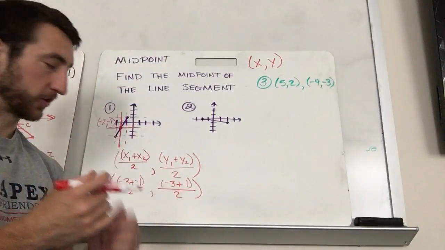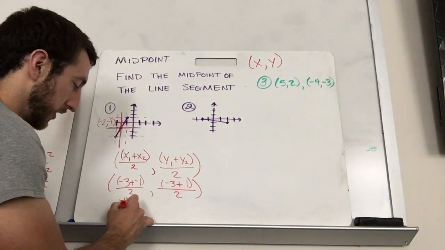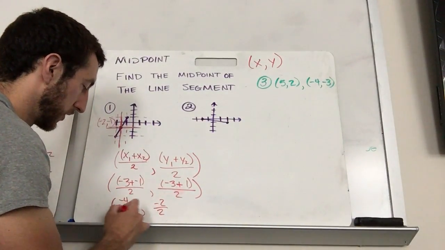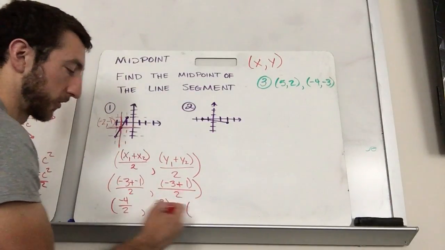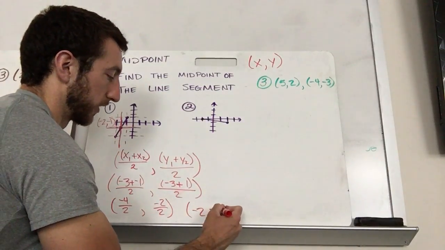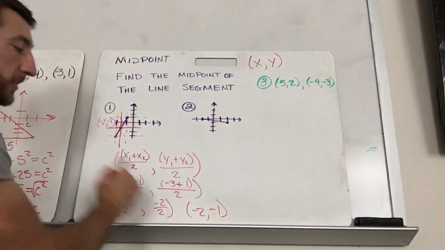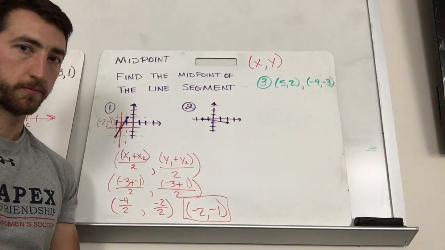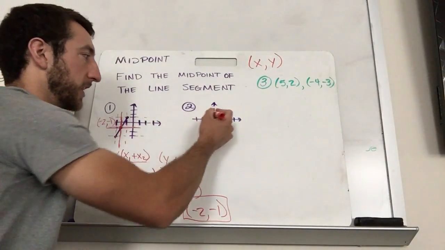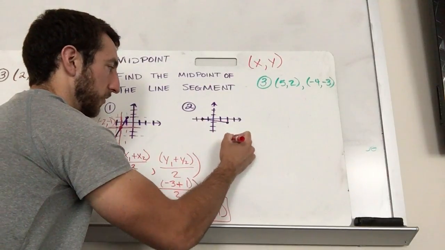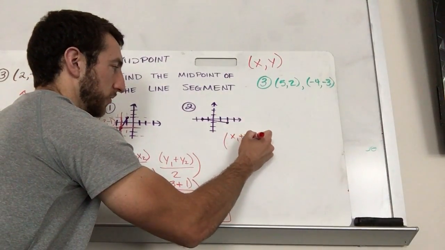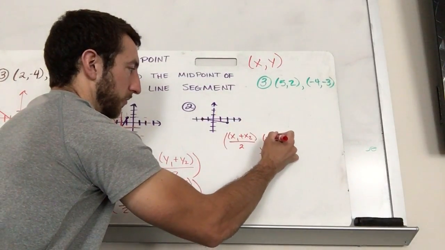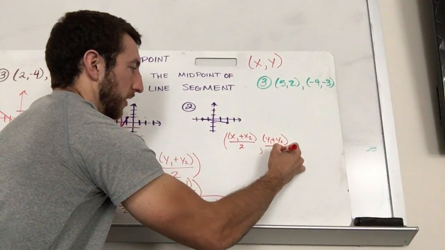So then remember, we want to add those together and divide by 2, so that's -4 divided by 2, comma, -2 divided by 2. So if I were to simplify those, -4 divided by 2 is -2, -2 divided by 2 is -1. So if you notice, it's the same thing whether we use the formula or whether we use graphing. So that's that one. We do the same thing here. So let's just use the formula for this one. So we've got x1 plus x2 divided by 2, comma, y1 plus y2 divided by 2.